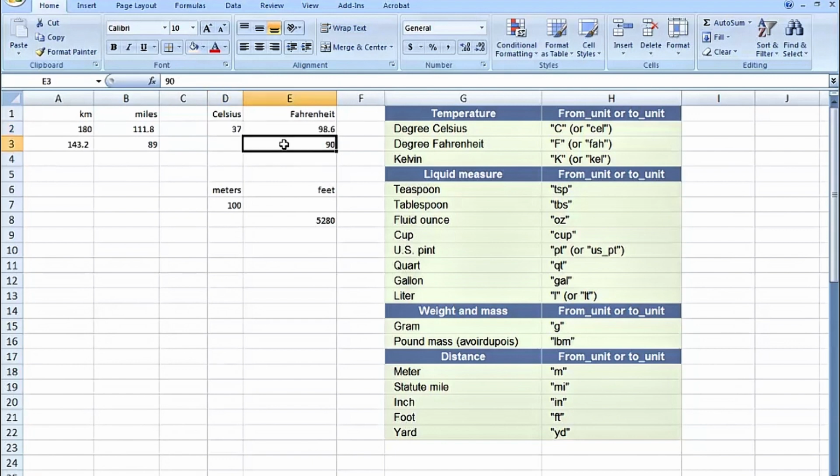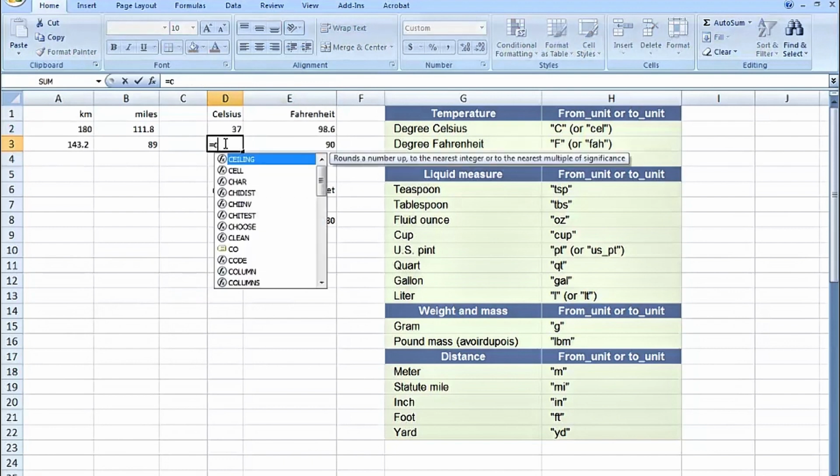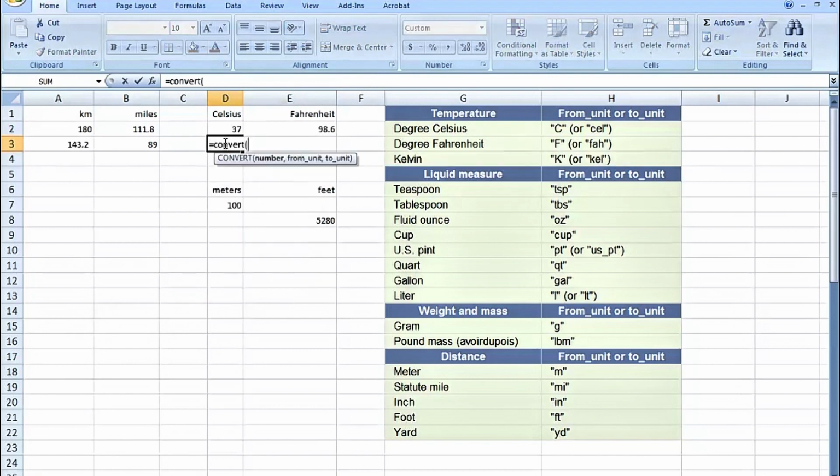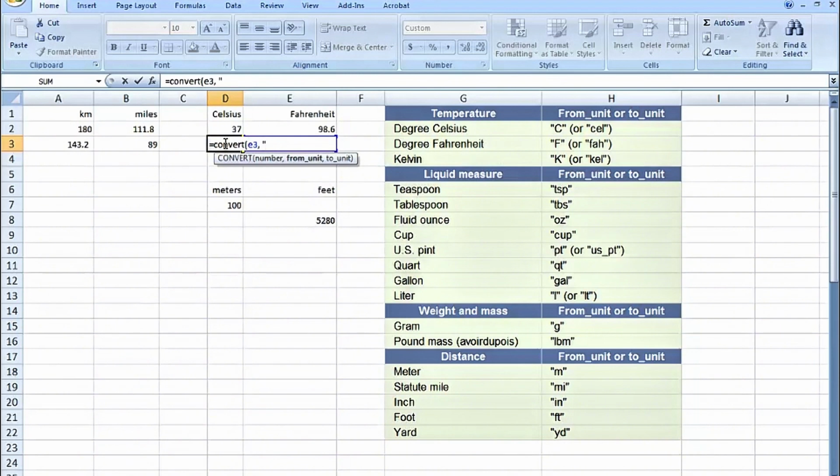And looking the reverse way, here's a Fahrenheit of 90. What is that in Celsius? Same general idea, equal convert. The value in question here is 90, so equal convert. This time, I could put in the cell. You can, of course, do this with real values as well. And this time I'll be typing it since you can't click on it. E3, comma, moving from Fahrenheit in this case to Celsius.